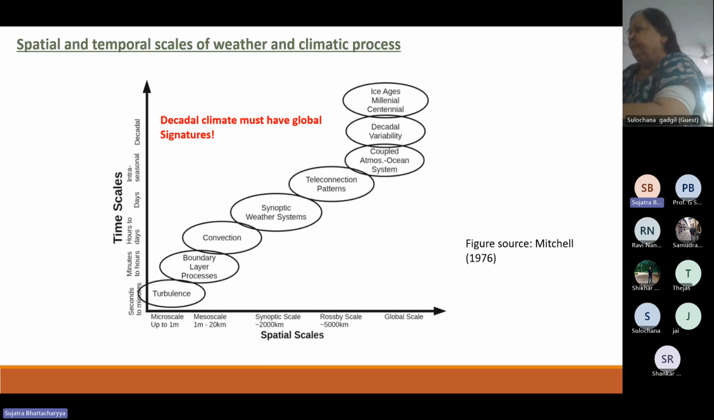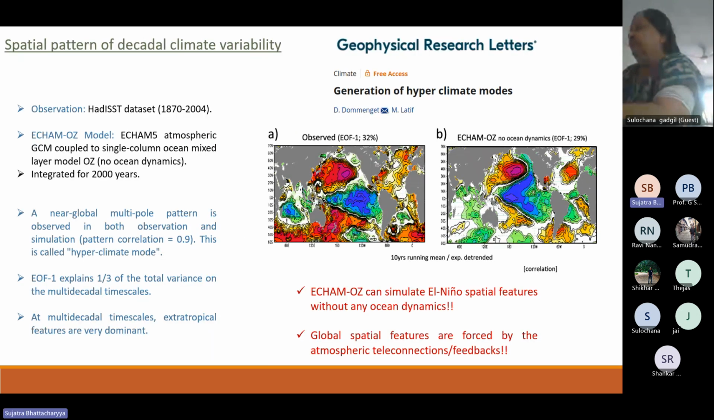So to address those decadal climate features, now we're talking about a study published in a journal, which is called Generation of Hyperclimate Modes. In this work, what they have done is that they have tried to understand the spatial pattern of the multi-decadal climate variability. So first of all, they have taken some observation data set from NISSC from 1817 to 2004.